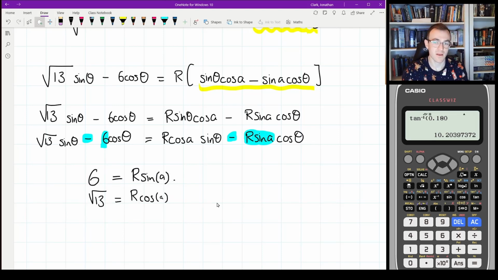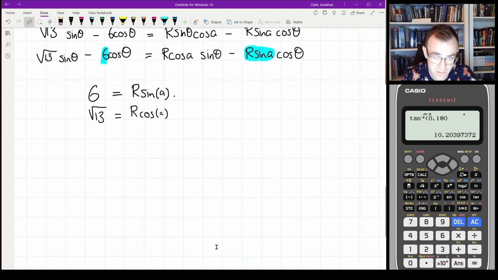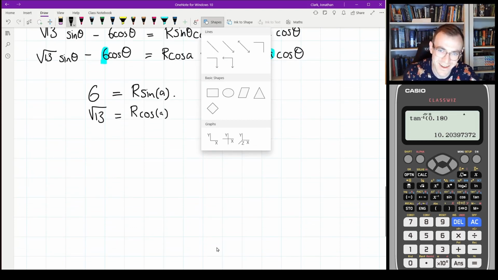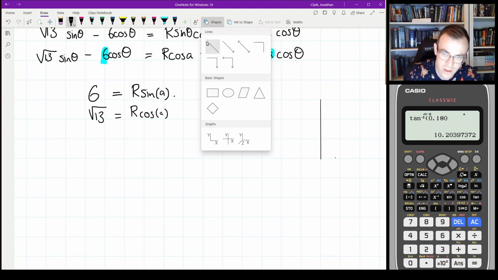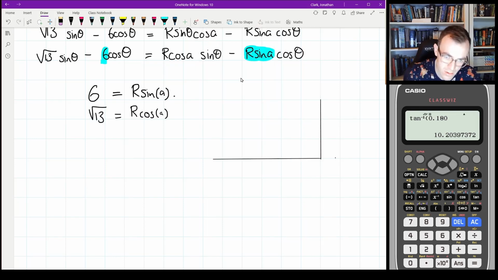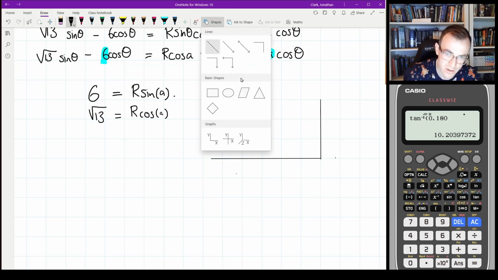Cool. Now, I think the way you did it in class was geometric, like you drew a triangle, and I think that's probably what I should do as well. Let's not mess around with it. Let's just draw a triangle. It's a right angle triangle.